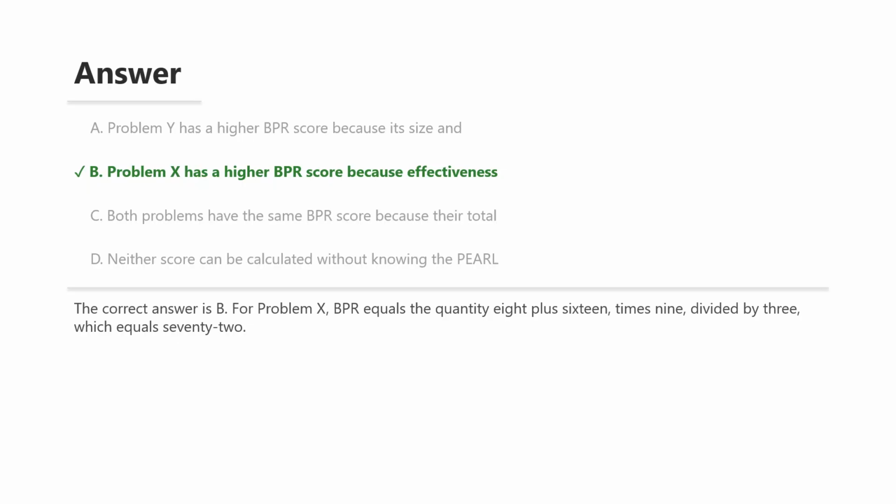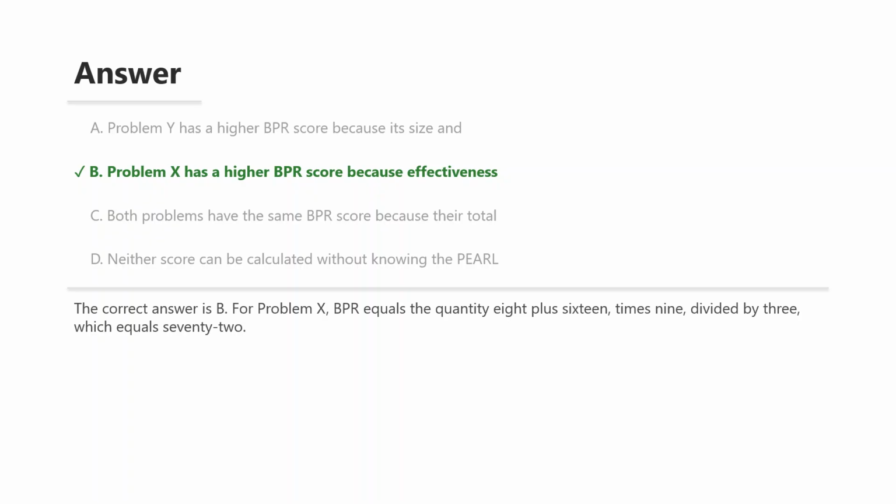The correct answer is B. For problem X, BPR equals the quantity 8 plus 16 times 9 divided by 3, which equals 72. For problem Y, BPR equals the quantity 9 plus 18 times 2 divided by 3, which equals 18. Despite problem Y having higher size and seriousness scores, its low effectiveness score dramatically reduces its BPR.